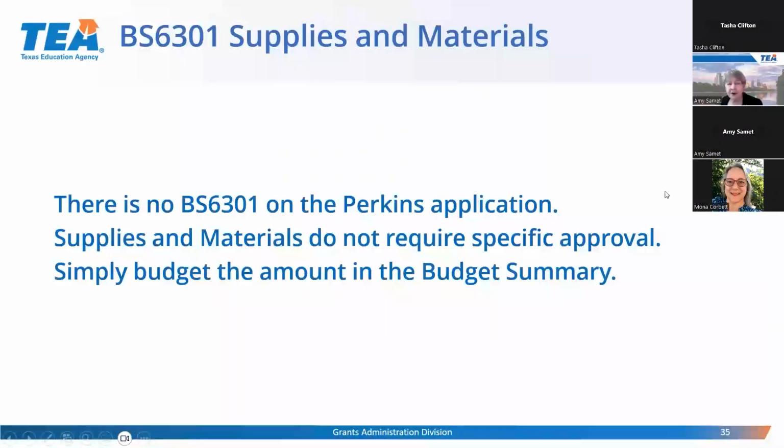BS 6300, supplies and materials. There is no BS 6301 on the Perkins application. Supplies and materials do not require specific approval. Simply budget the amount in the budget summary. And please remember that BS 6300 is for items with a per unit cost of less than $5,000 or less than the capitalization level established by the LEA.